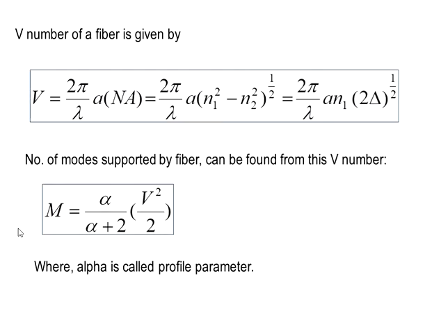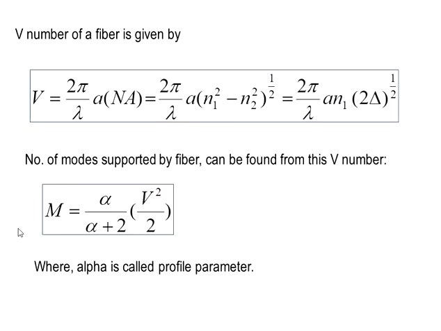So we can say this V number is related with wavelength, the core radius and numerical aperture, and it is inversely proportional to the wavelength. So as the wavelength increases, V number reduces, and since the number of modes is directly proportional to V number, if I increase the wavelength, the number of modes will also get reduced.